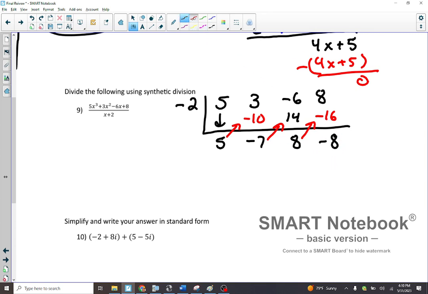So how do we write our answer? This was x to the third, so all the powers went down 1. So x to the second, x to the first, no x. And this is going to be our remainder. So our answer is going to look like, I'll write it over here, 5x squared minus 7x plus 8 minus 8 over x plus 2.